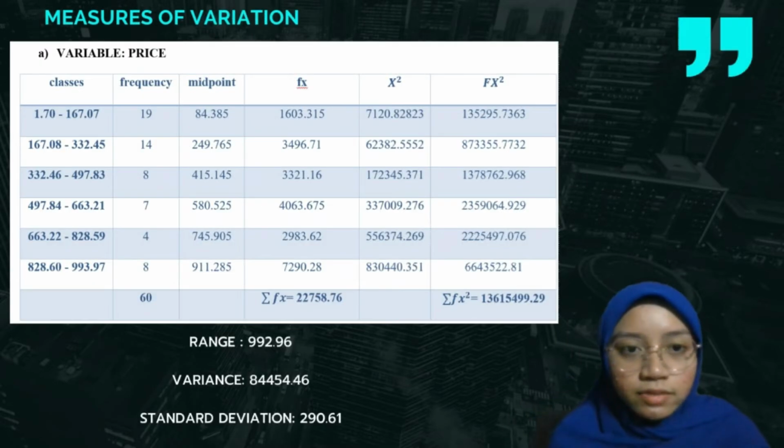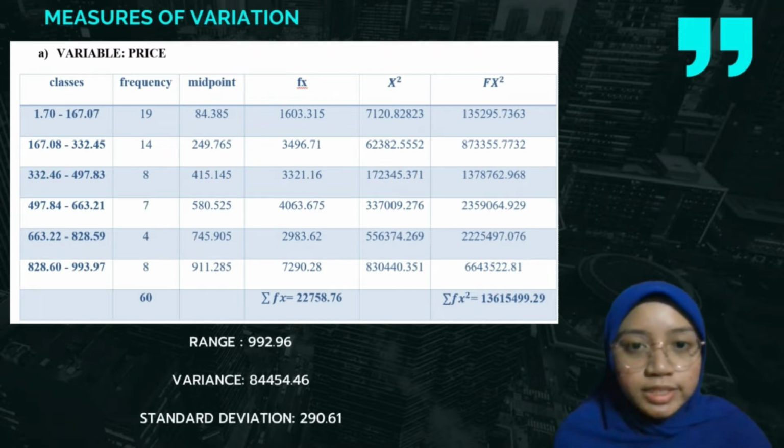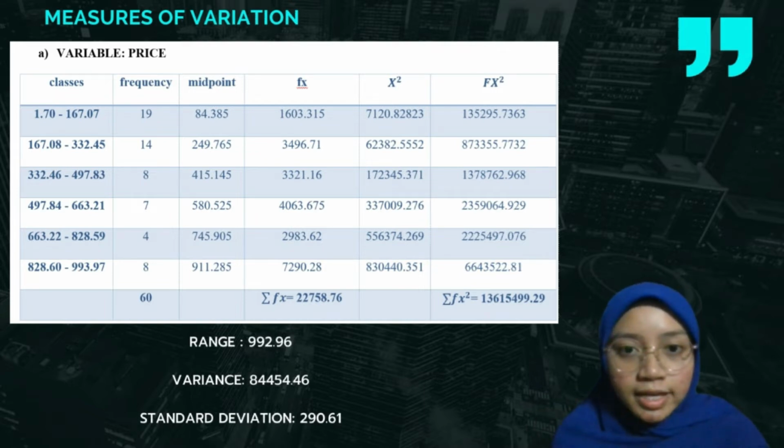For the measures of variation, according to the box which has the total of fx, which is frequency multiplied by midpoint, and the total of fx to the power of 2, as shown in the box, which is 1361549.29. So we get a range of 992.26, variance 84454.46, and standard deviation 290.61.